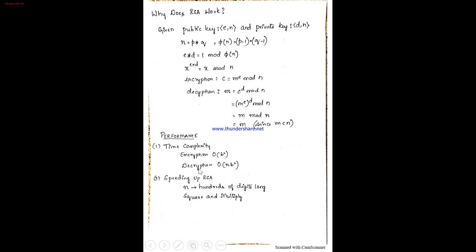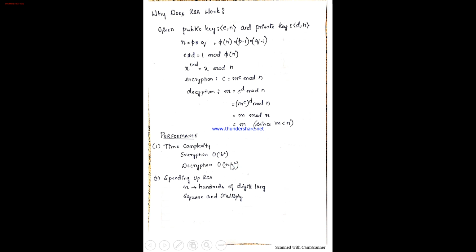And when it comes to decryption, the decryption key will be in the order of n. Usually the value of d is of the same order as n, so I mean to say it will be a larger number. That's the reason why decryption will be big O of n into b square, because the value of d will be in the order of n.